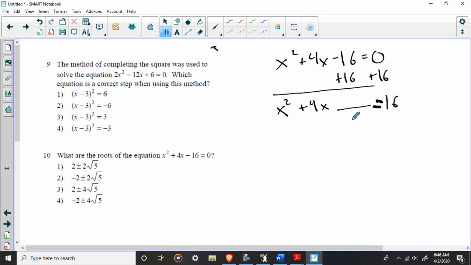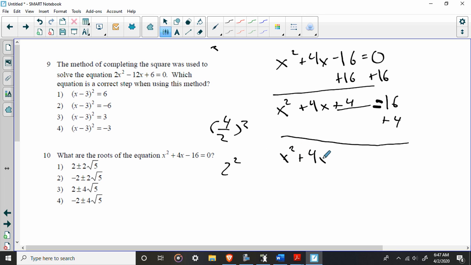So in order to find our new C term, what do we say we need to do? We need to take this number, our B term, divided by 2 and square it. So 4 divided by 2, I'll wait for you guys to say 2. 4 divided by 2 is 2, and 2 squared, in other words, 2 times 2 is 4. So I'm going to add 4 here. I'm going to add 4 here. Okay? Flip this. So what do we got? We've got x squared plus 4x plus 4 is equal to 20, right?